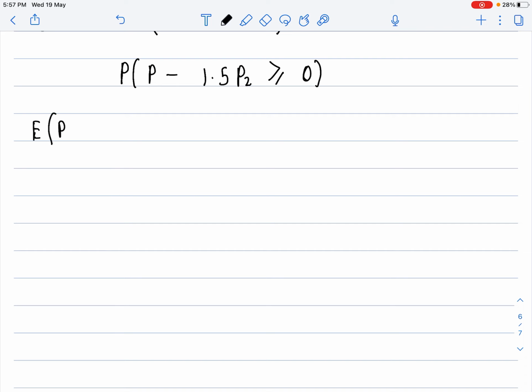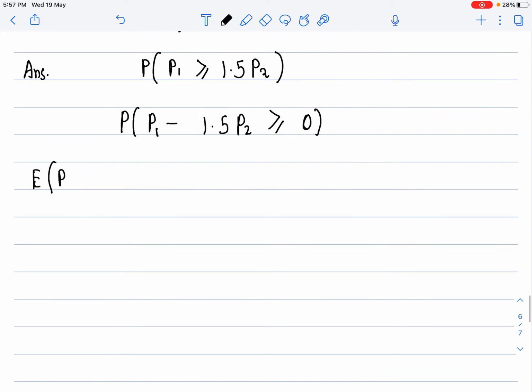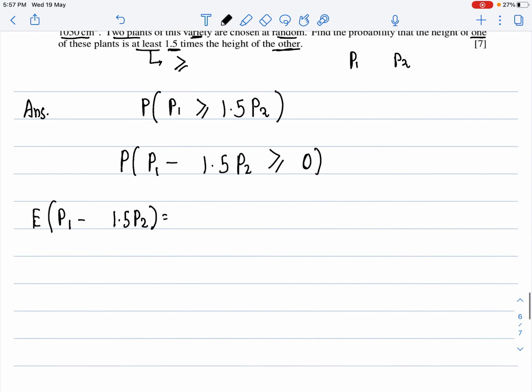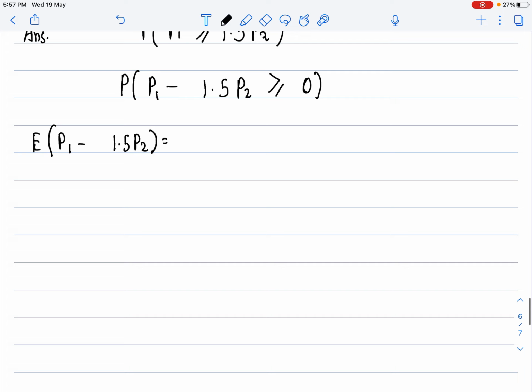Now what I need to do is calculate the mean of plant 1 minus 1.5 times plant 2. For plant 1, I know my mean is 110, minus 1.5 into the mean of the second plant, which is also 110. So I can simply solve this as 110 minus 1.5 into 110. The value I get here is negative 55.